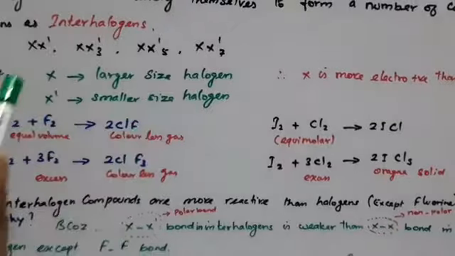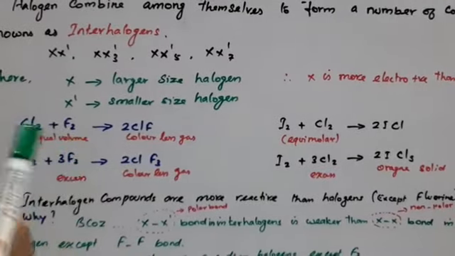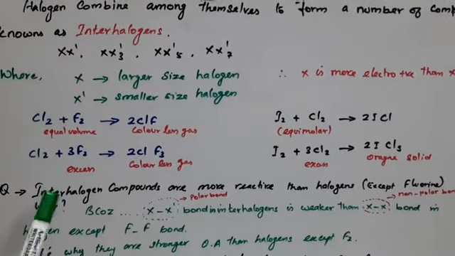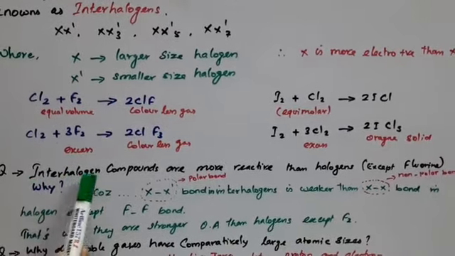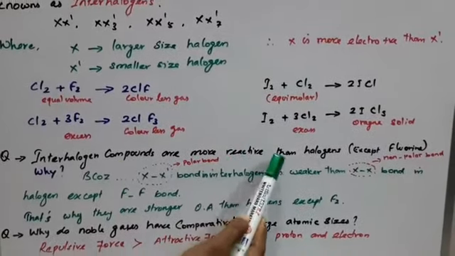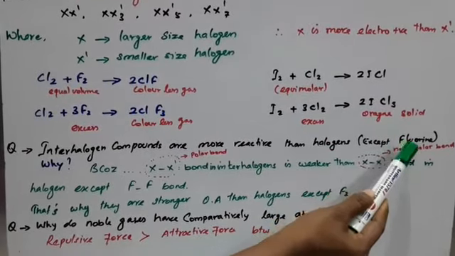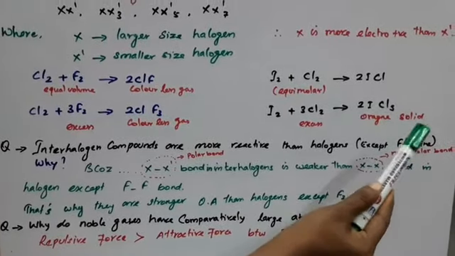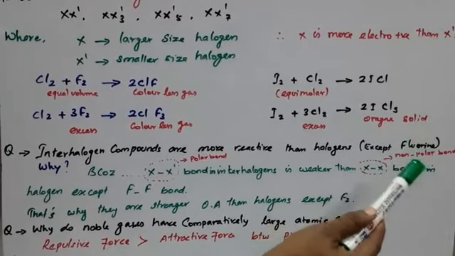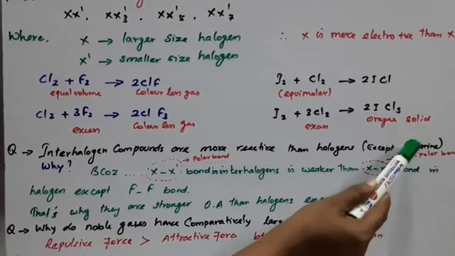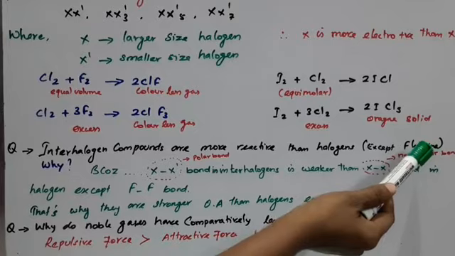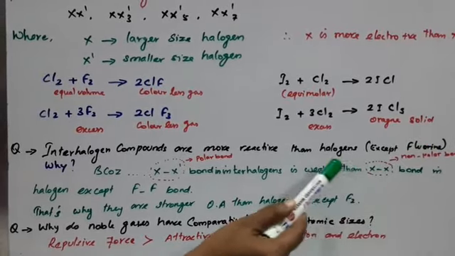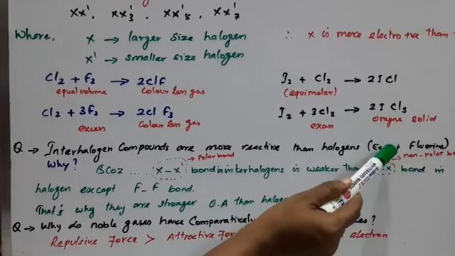So what do we mean by interhalogen? Two halogens interact or combine to produce interhalogen compounds. Here is one board question. Interhalogen compounds are more reactive than halogens except fluorine. Fluorine, we already studied, undergoes inter-electronic repulsions. Each and every key point you should learn. Inter-electronic repulsions take place, so this bond is a weaker bond. So that represents except fluorine.